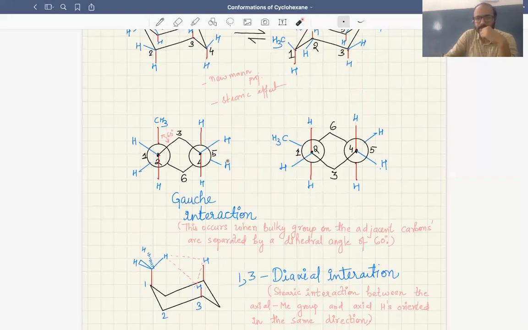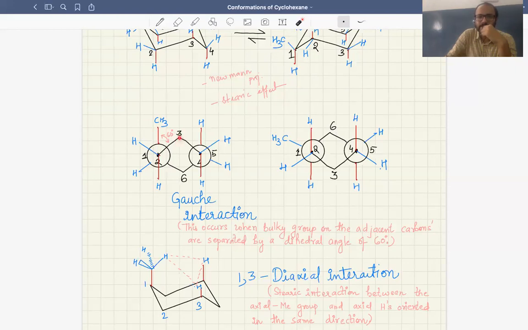Now, if you compare these 2 Newman projection formulas, one in which your methyl group is in the axial position and another in which your methyl group is in the equatorial position, what is the difference between these 2 structures? If you look carefully at just the methyl group here, this methyl group is in close proximity to this particular carbon number 3, that is basically here it is CH2.